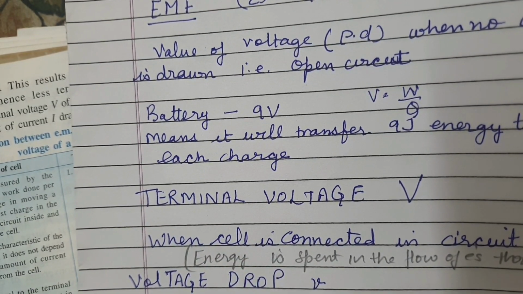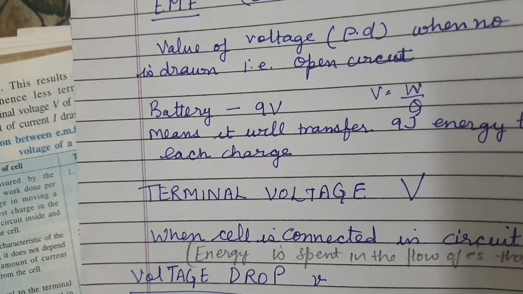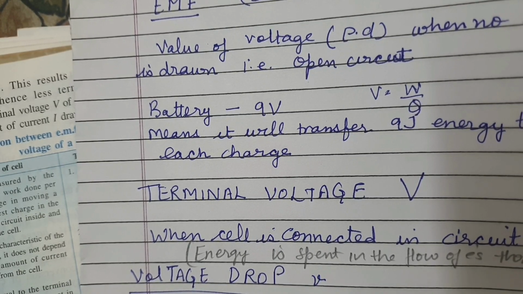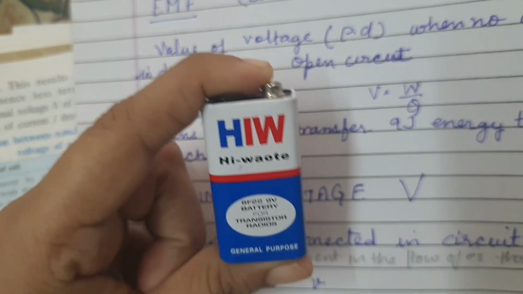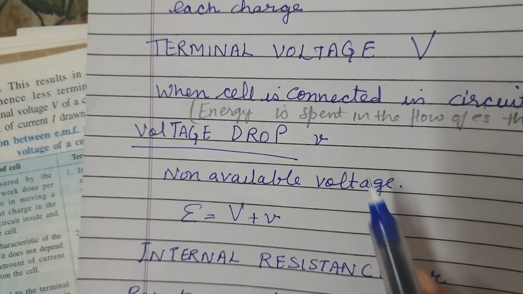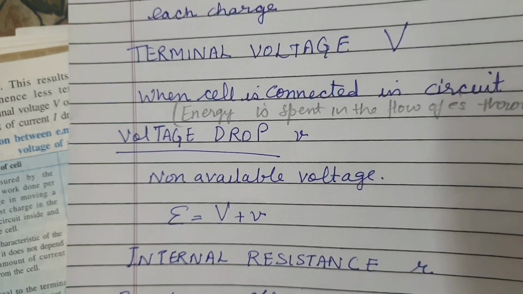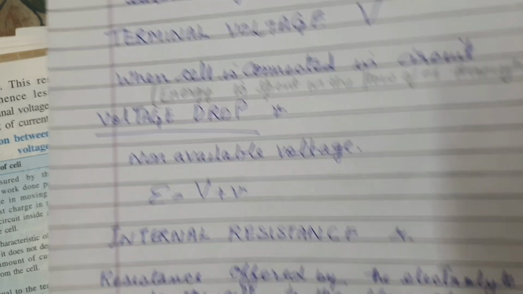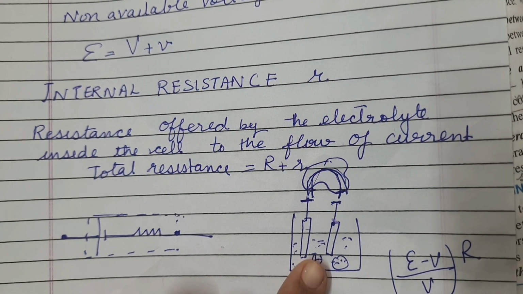So if it is written 9 volt, maybe it will be working at 7 volt or 6 volt. So that is said to be terminal voltage when you connect this particular thing to the circuit, then only. Now next topic is voltage drop. Voltage drop is that voltage that won't be available to us because of the internal resistance, right?